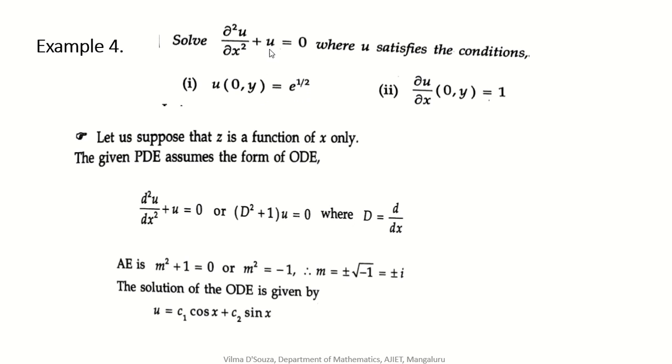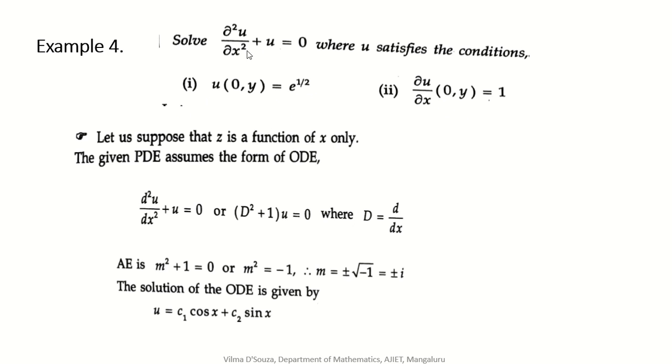It means that x is 0. When x is 0, u is e to the power half. When x is 0, this is of the form (x, y), right? So when x is 0, u is e^(1/2), and when x is 0, ∂u/∂x is 1. Okay, remember this. When x is 0, u is e^(1/2). When x is 0, ∂u/∂x is 1.